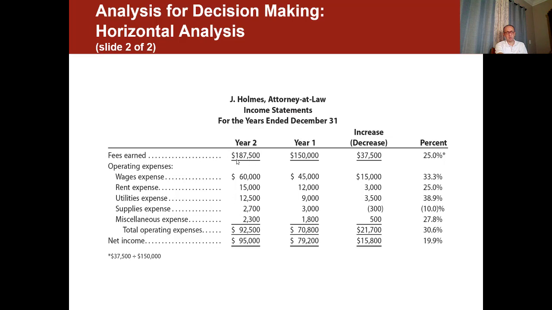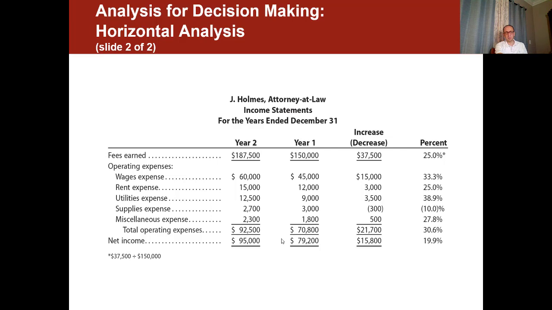So we have fees earned, that's $187,500, and then we have operating expenses, which are these five numbers. We added all these five numbers. The total operating expenses is $92,500. We deducted it from $187,500, and the net income is $95,000. So basically, this attorney made $187,500, but his expenses were these five expenses, which include wages, rent, utilities, supplies, and some other miscellaneous expenses. So the total operating expenses is $92,500, and the net income is $95,000.